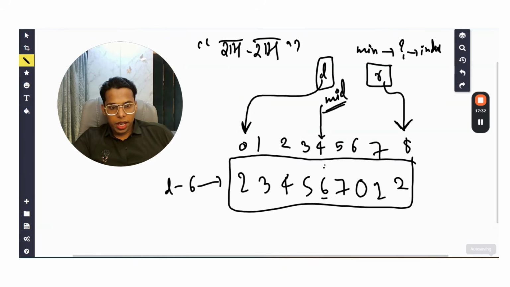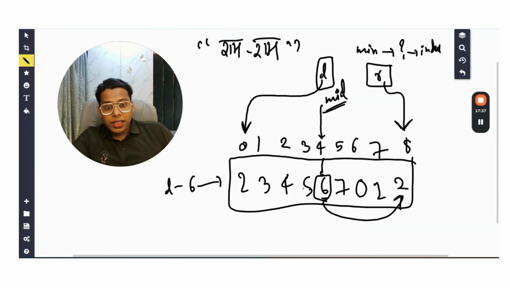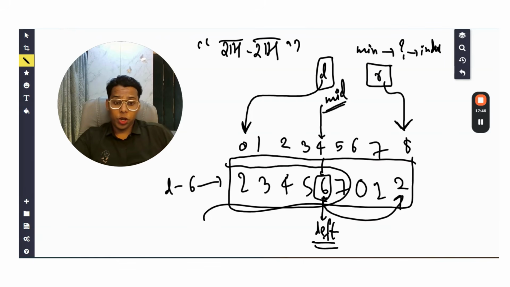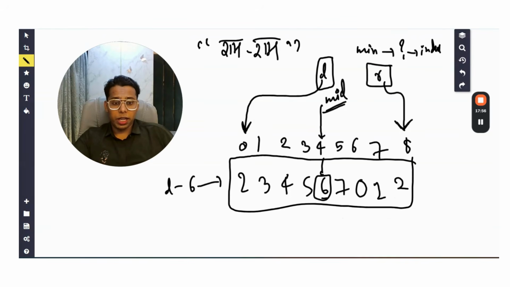If the middle value you are currently at is bigger than the last value, it means it is in the left part. So 6 is in the left part. Okay, so you're trying to find the pivot. I can show it to you with multiple examples.